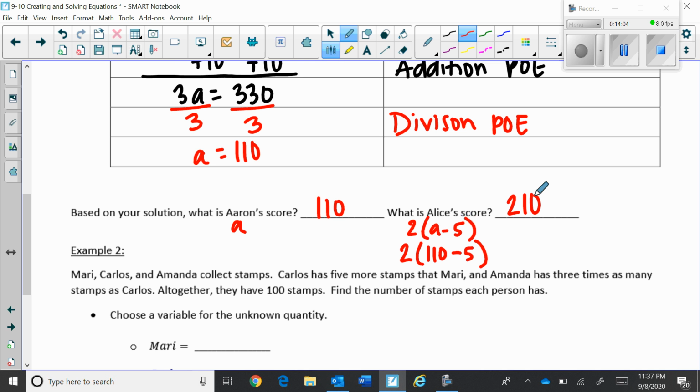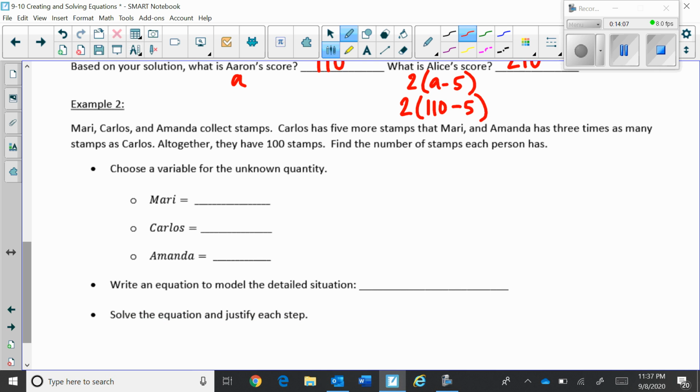All right, let's try another one. Let's look at number 2. So Mari, Carlos, and Amanda collect stamps. Carlos has 5 more stamps than Mari, and Amanda has 3 times as many stamps as Carlos. Altogether, they have 100 stamps. Find the number of stamps each person has.